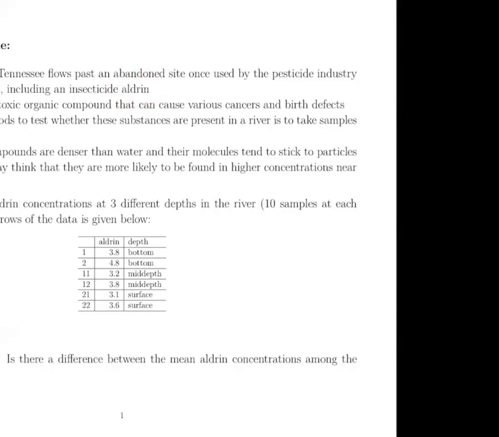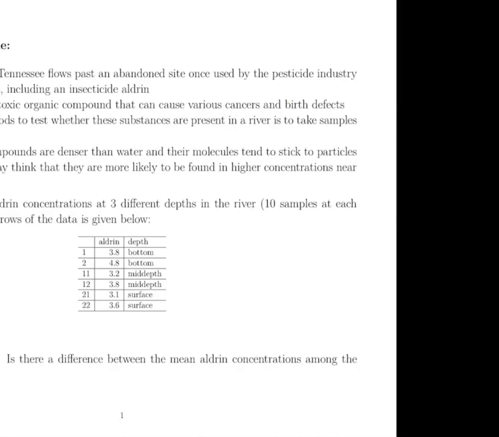And typically what's done to test whether or not these substances are present in a river is to take samples at 6/10 of the depth. But because these particular compounds are denser than water and their molecules tend to stick to particles of sediment, one might think that they could be more likely to be found in higher concentrations near the bottom of the river as opposed to just slightly under or on the surface.